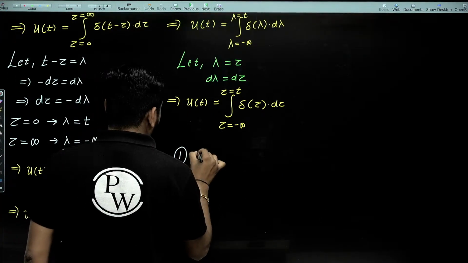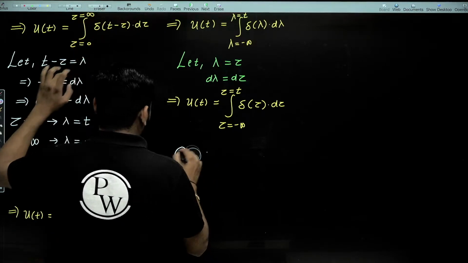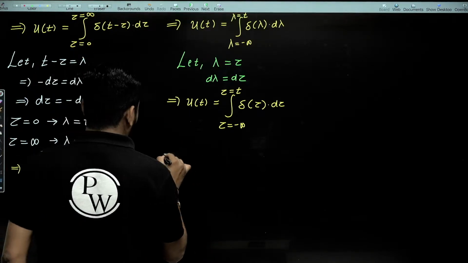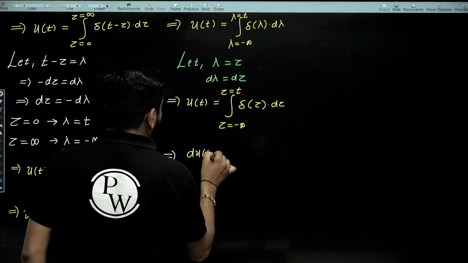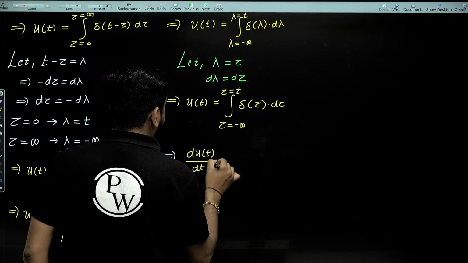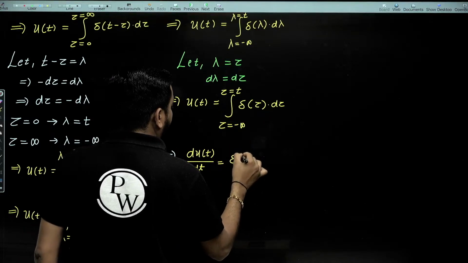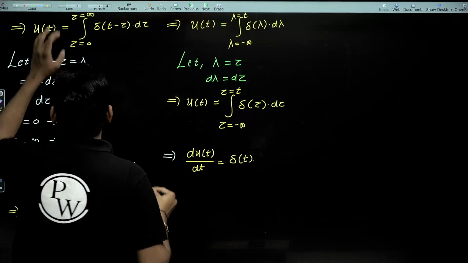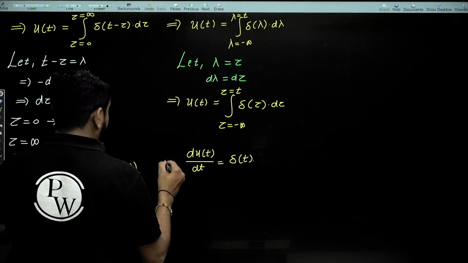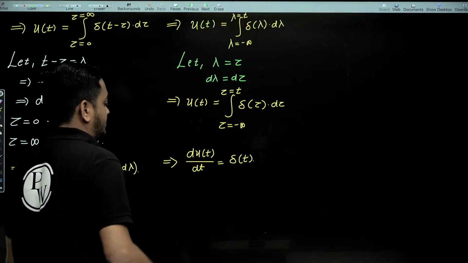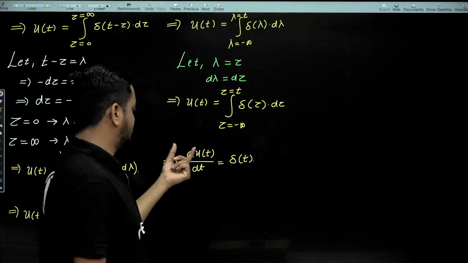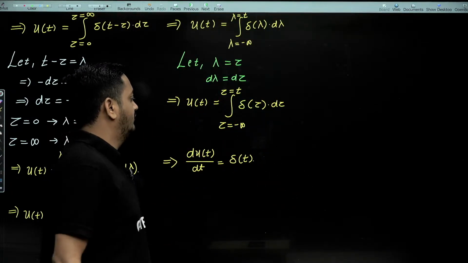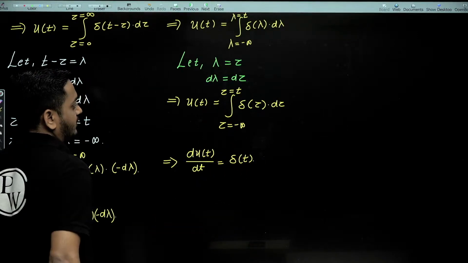So two results we got, guys. Result number 1: if you differentiate this, d u of t by dt, then it becomes del t, guys, correct? So first order differentiation of step function is nothing but the unit impulse function. If you differentiate the step function with respect to t, it will be del t.